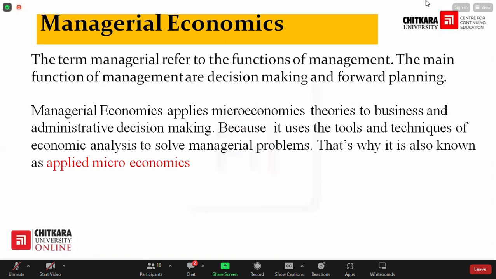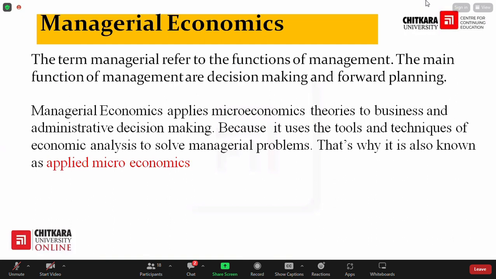So what does managerial mean here? Decision making and forward planning. So managerial economics helps the manager to take a decision as well as to plan. Because when they study the demand chapter, they come to know how the demand is increasing, how the demand is decreasing, how they can change the demand of the customer. They can control the demand.